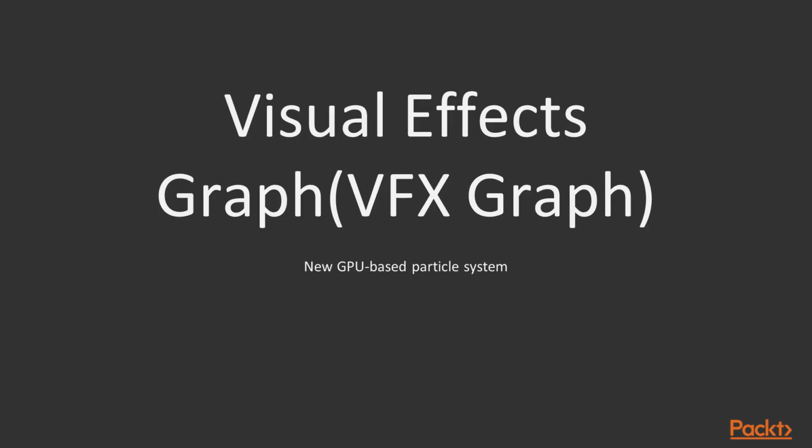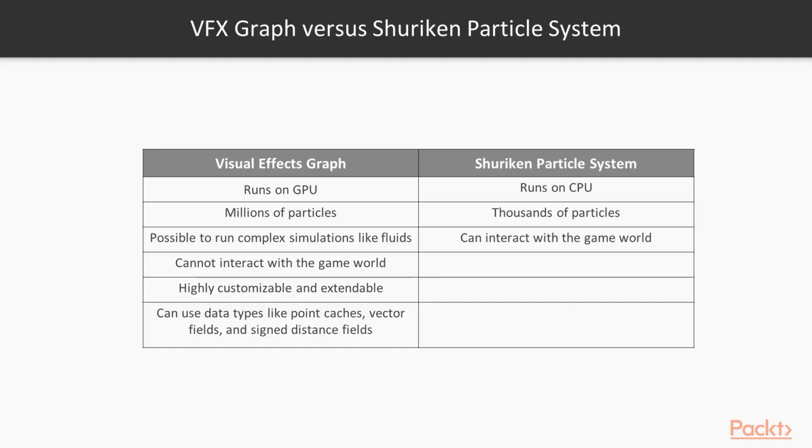VFX Graph is the new particle system. The main difference from the regular particle effect is that it runs on GPU instead of CPU. It brings many advantages, the performance being the most obvious one. While the CPU particle system can run thousands of particles, the GPU particle system can run millions. Also, it is possible to run complex simulations like fluid systems on GPU.